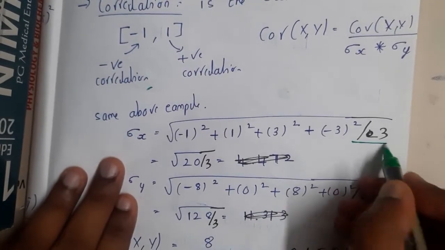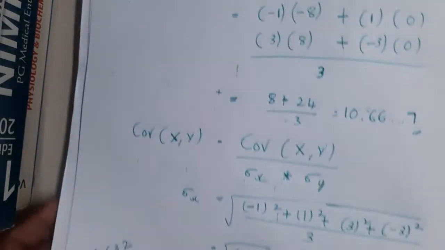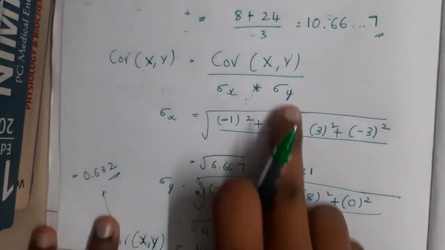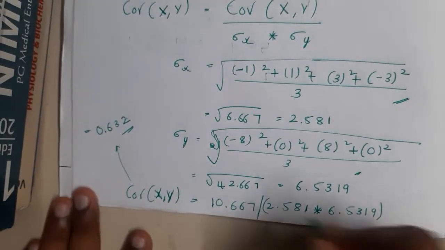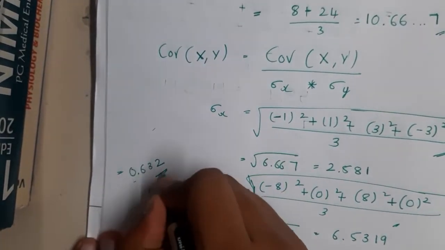I forgot to divide by 3 here, guys. That is the reason I have solved this again clearly. So you can just solve the problem, guys. It is just simple. Once you divide and solve, you will get an answer of 0.632.